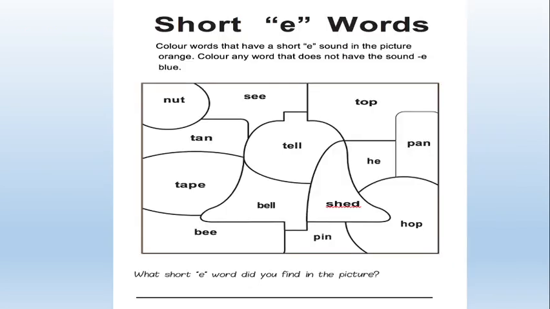We can also check some words that contain the short E sound. As for example here, remember the words tell, bell, and shed. All these words form a bell shape that you can see here in this worksheet.